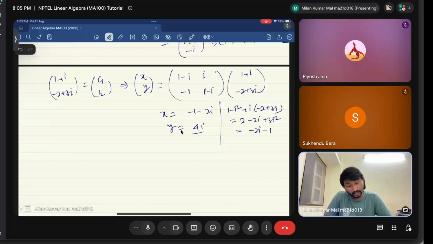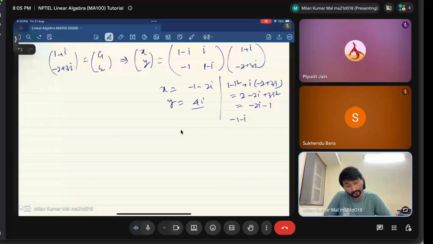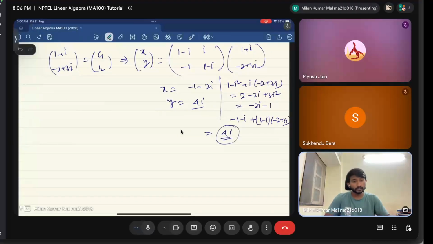And the second one is 1, then minus 1 minus i plus (1 minus i) into (minus 2 plus 3i), and this will be, I hope there will not be any problem, 4i. Okay, so this is what it is. So how to solve.